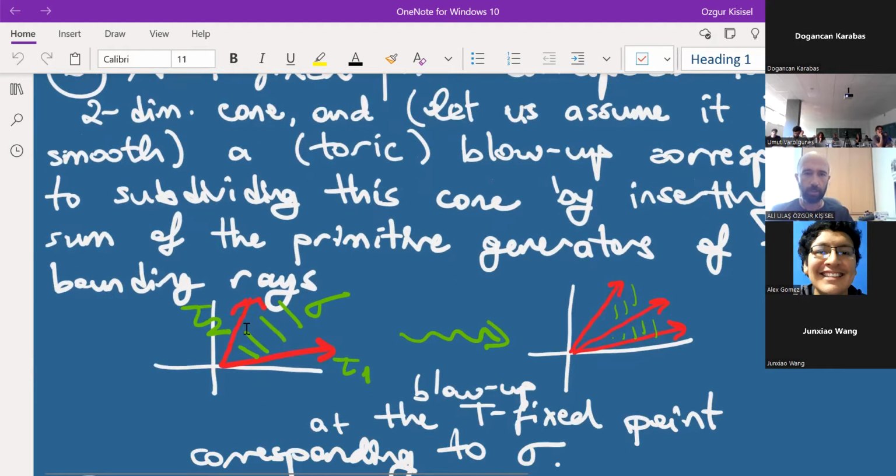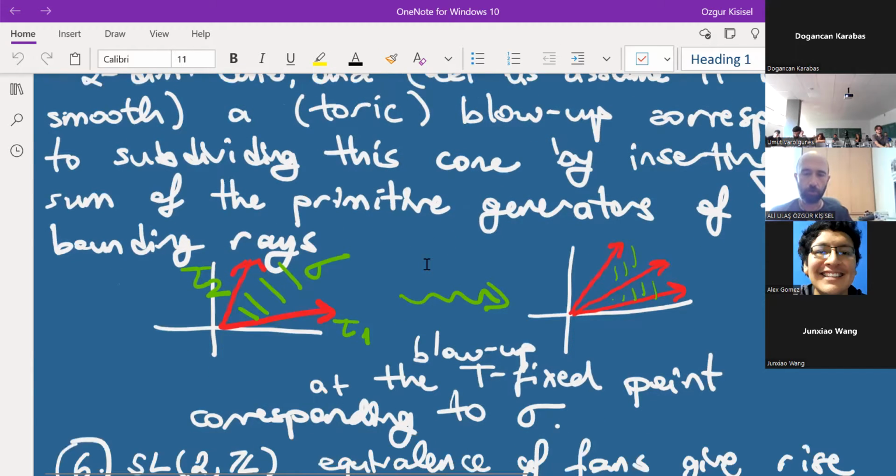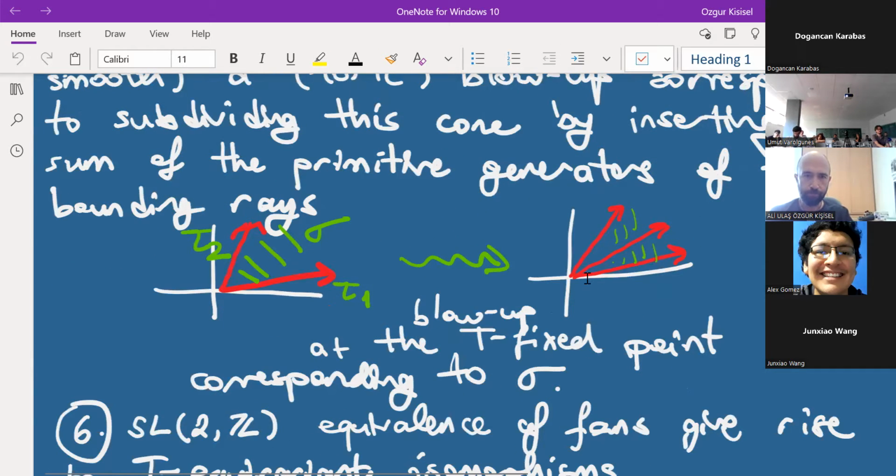So suppose, I mean, this is the picture. You have sigma, a two-dimensional cone bounded by tau 1 and tau 2. You insert a vector. Well, I didn't specify the primitive vectors in this picture, but you find the primitive vectors and you find their sum and just put in a one-dimensional cone. Of course, you also increase the number of two-dimensional cones by 1 in order to do that. This corresponds to a blowup.